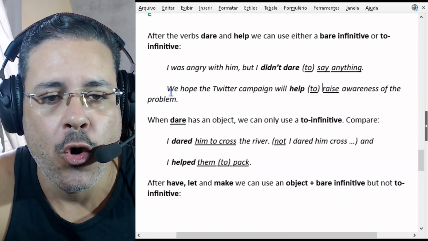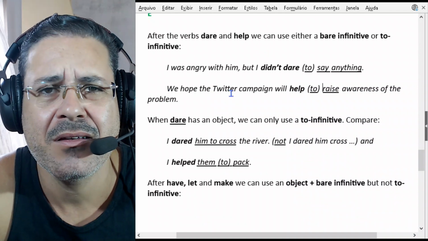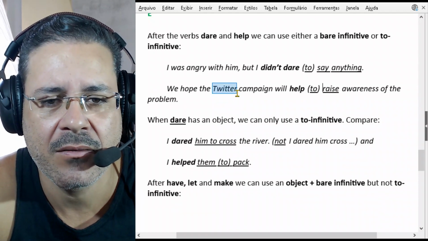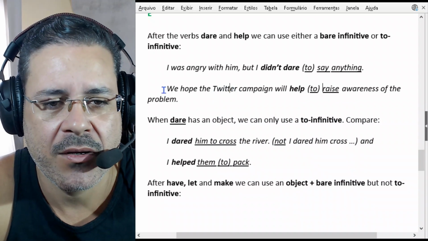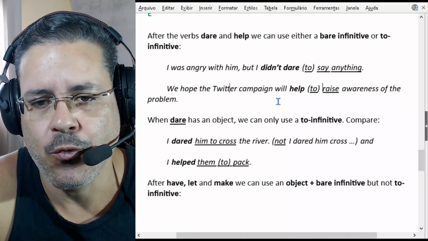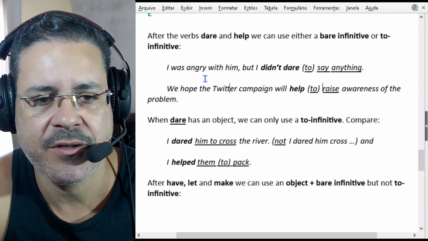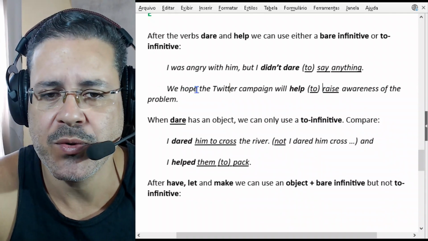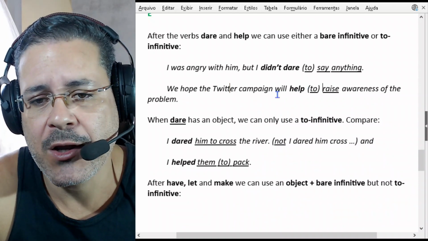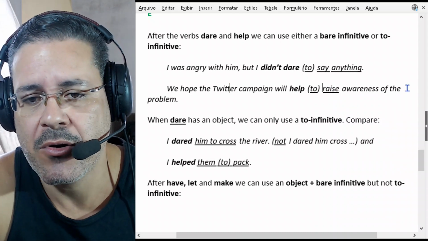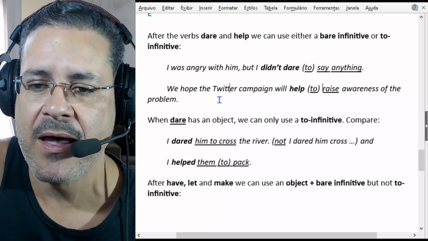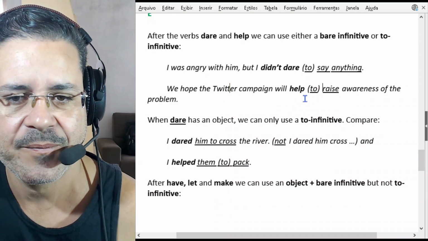Another example, we hope the Twitter campaign, I think it's now called X, the ancient Twitter, but okay, doesn't matter at all. We hope the Twitter campaign will help to raise awareness of the problem. We might also say we hope the Twitter campaign will help raise awareness of the problem without the to.